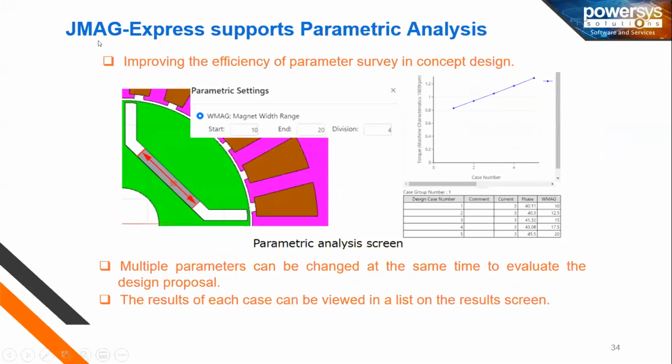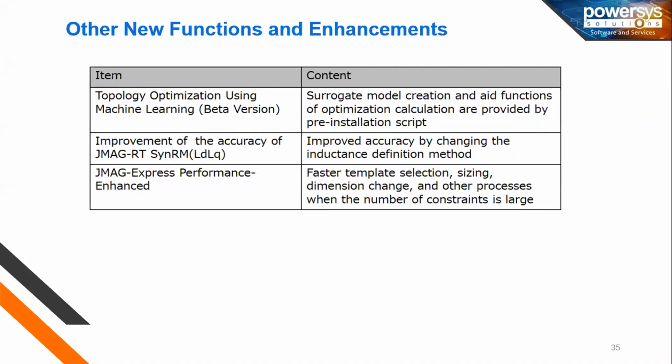And JMAG Express now supports the parametric analysis also. So multiple values can be taken into account, and we can evaluate the results. Apart from these features, we have other enhancements also. We can obviously go for topology optimization using machine learning. There is an application note for this. It is actually in the beta version, so that can also be supported in version 21.